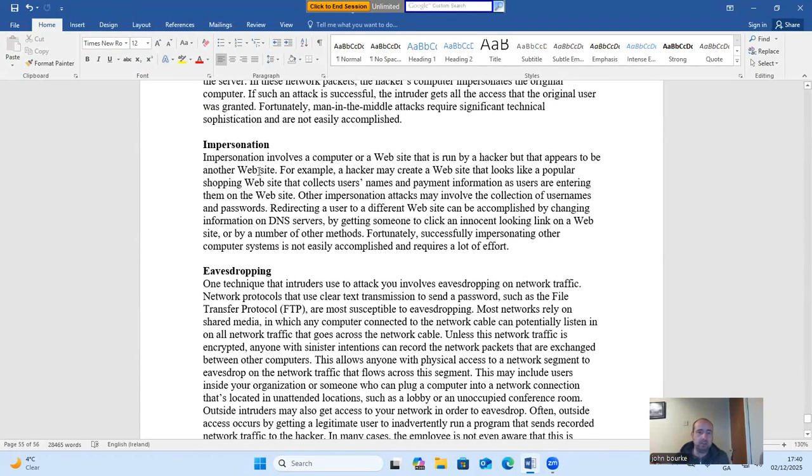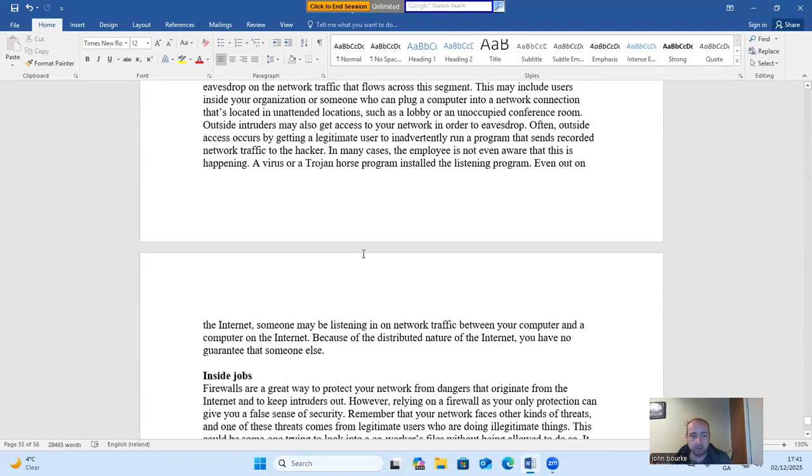Impersonation. Impersonation involves a computer or a website that is run by a hacker, but that appears to be another website. For example, a hacker may create a website that looks like a popular shopping website that collects users' names and payment information as users are entering them on the website. Other impersonation attacks may involve the collection of usernames and passwords. Redirecting a user to a different website can be accomplished by changing information on DNS servers, by getting someone to click an innocent-looking link on a website, or by a number of other methods. Fortunately, successfully impersonating other computer systems is not easily accomplished and requires a lot of effort.